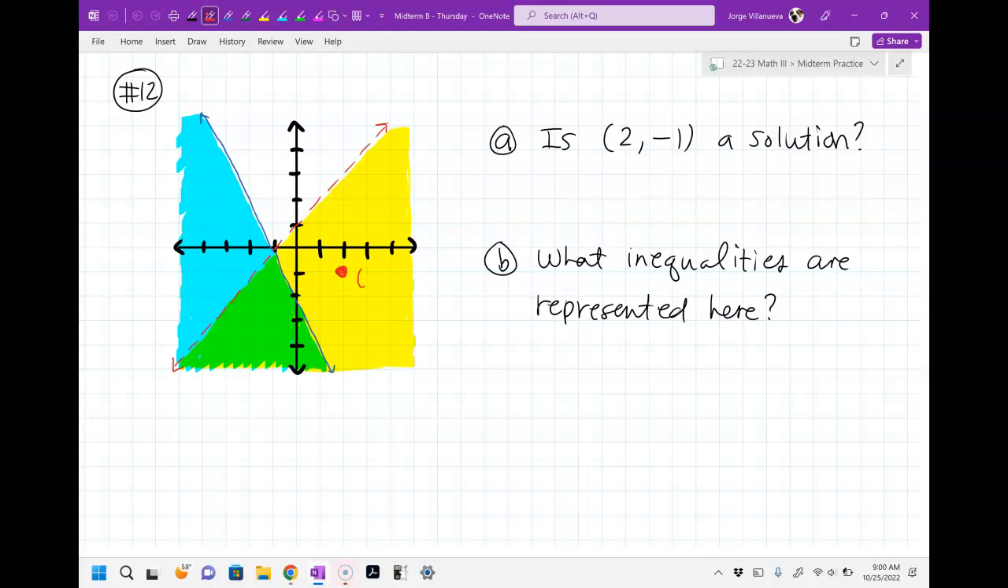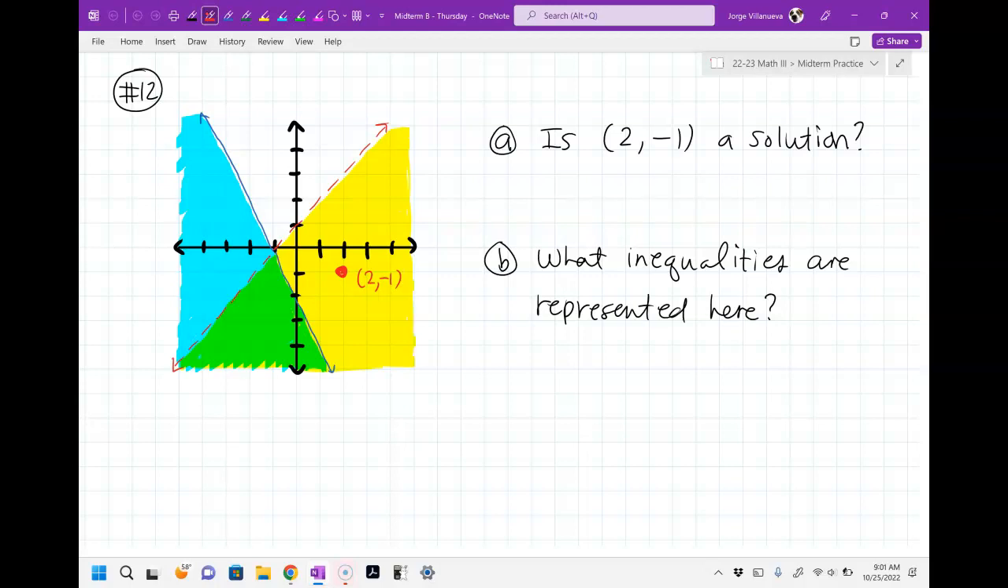Right there. This is (2, -1). Is that a solution to that graph? No. Where are my answers located? In the green area, because I shaded the yellow and the blue together, right? And when you shade yellow and blue, when they cross each other, at least in my pictures, they become green. So that's what I showed you when I taught this. The green is where all my solutions are, okay?